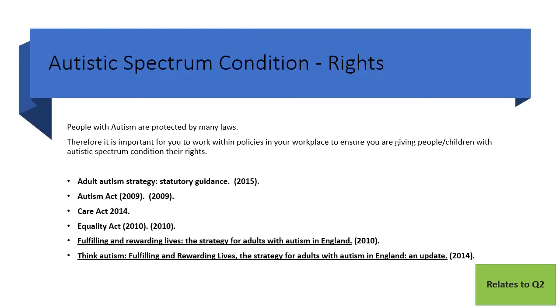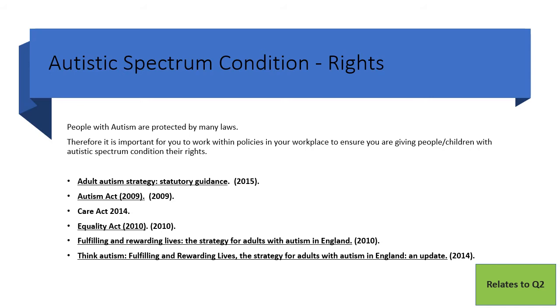Now, over the weeks, we've looked at legislation, we've looked at laws, we've looked at rights, and people with autism are protected by many laws. So it's important for you to work within the policies in your workplace to ensure you're giving people or children that you're working with who have autistic spectrum condition their rights. And you'll see here, there's some examples.